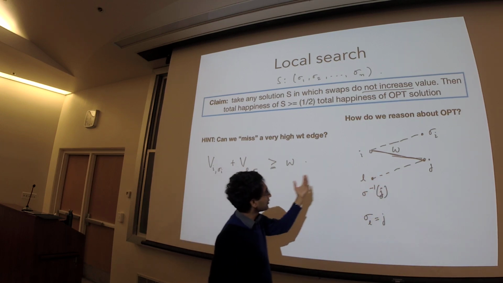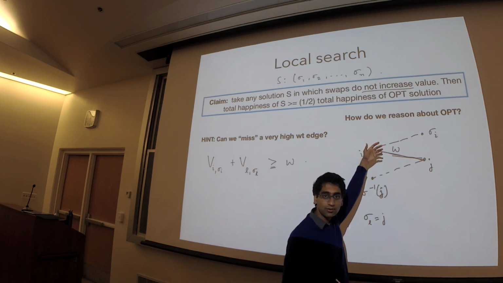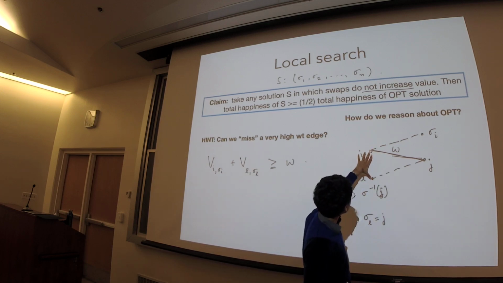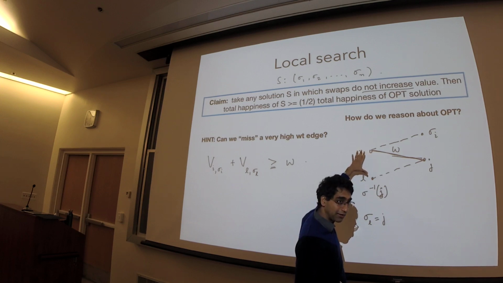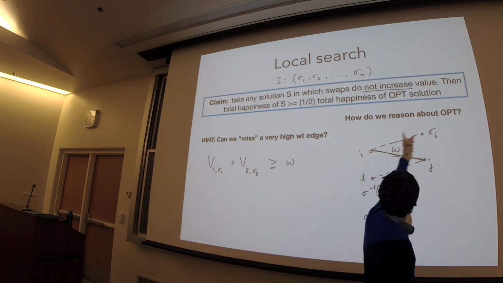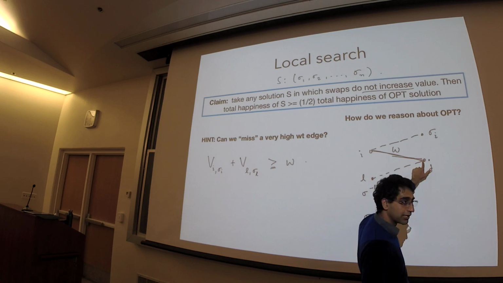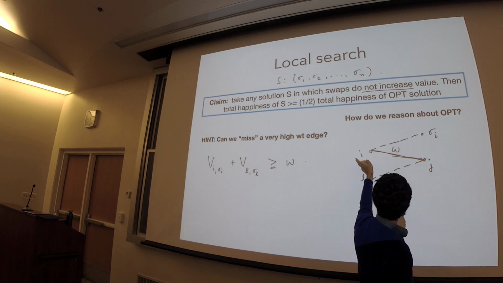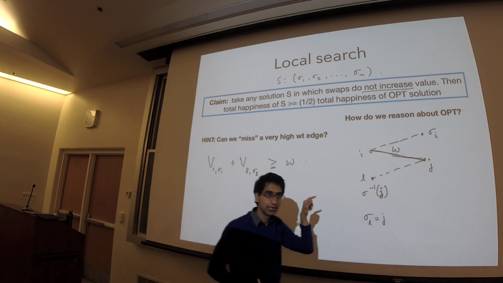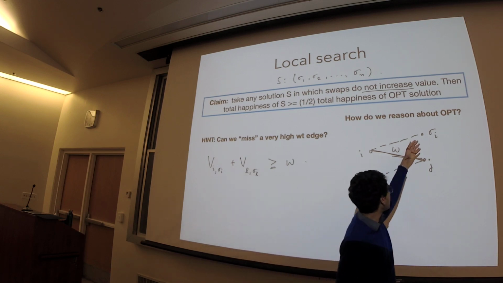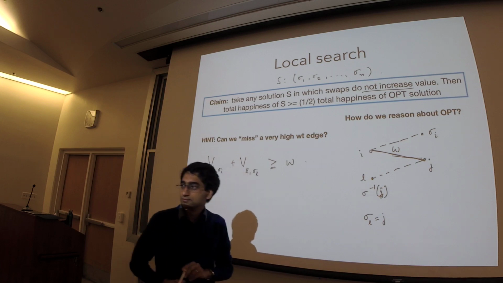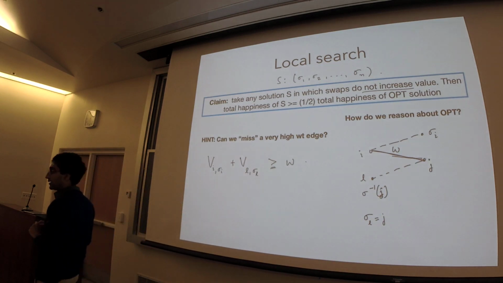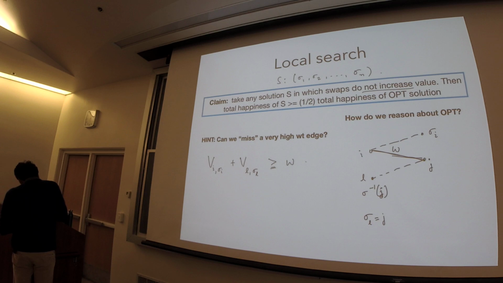And because this solution was locally optimal, if I take these two children and swap their gifts, so I was given sigma I, L was given J. If I swap the gifts, then I'm giving J to child I and the gift sigma I to child L. And I know that all happiness values are non-negative. So local optimality, so this is the claim.